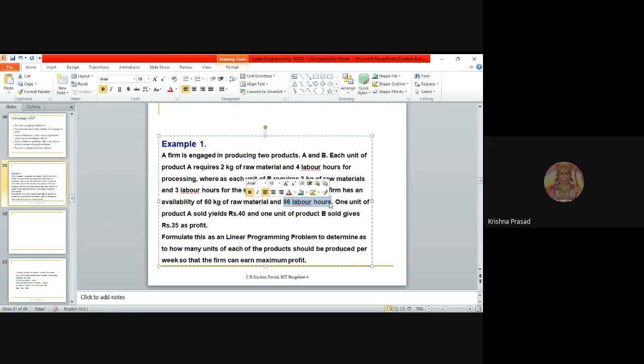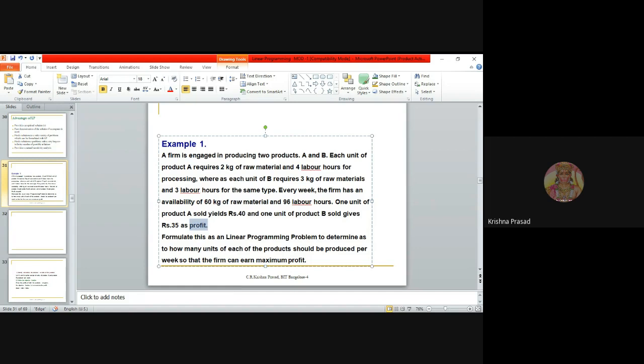For example, if 2 laborers are working 6 days per week and 8 hours per day, then 6 days of 8 is 48, and for two laborers that is 96 labor hours. One unit of product A sold yields, please underline this word yield, rupees 40, and one unit of product B sold yields rupees 35 as profit. Yield means profit.